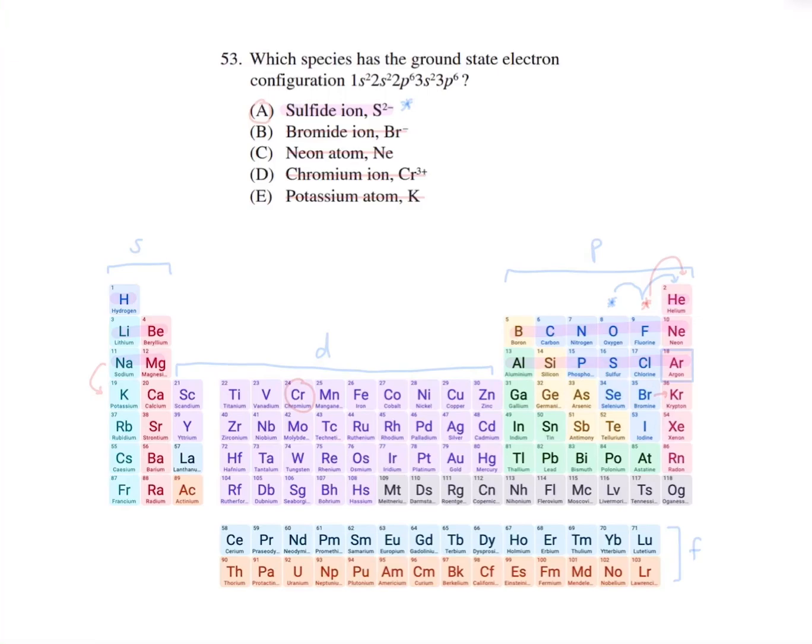Question comes from the SAT chemistry subject test. We're asked, which species has the ground state electron configuration 1s2, 2s2, 2p6, 3s2, 3p6?